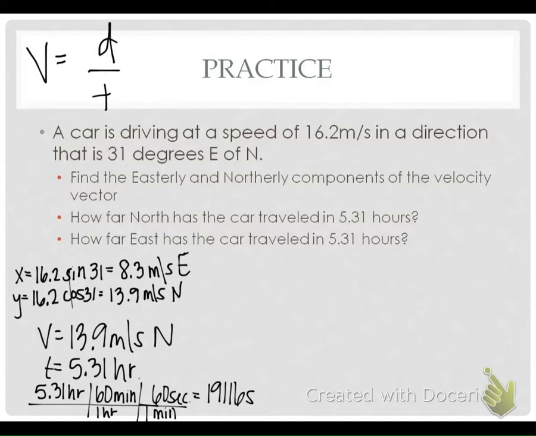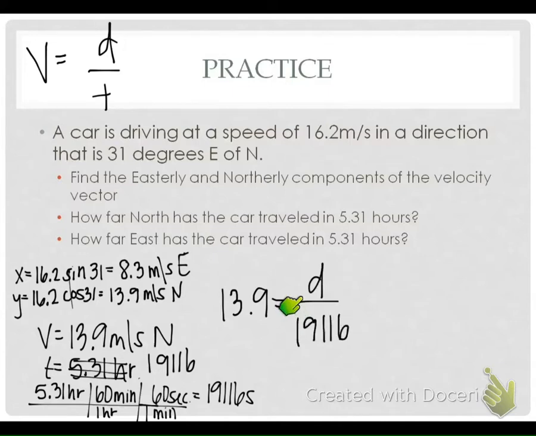So now instead of our 5.31, we want to use our time in seconds. That way our final answer can be in meters. If we wanted to convert our velocities to kilometers per hour, we could have. We could have kept our hours and had our final answer in kilometers. It doesn't really make a difference. So now we're going to take our velocity as 13.9 equals distance over our time. And how do we solve for distance? Multiply. Good.